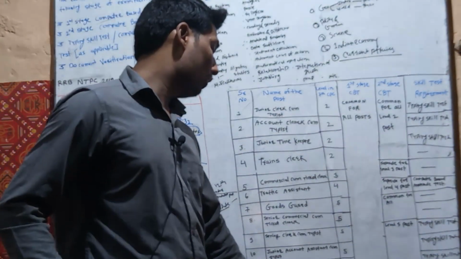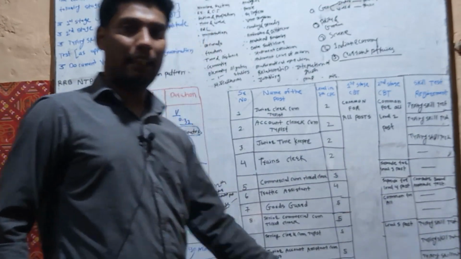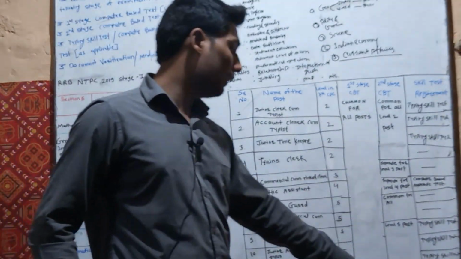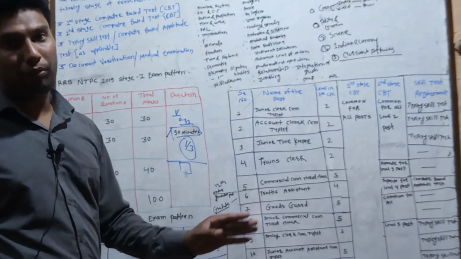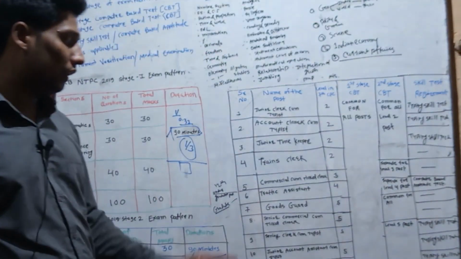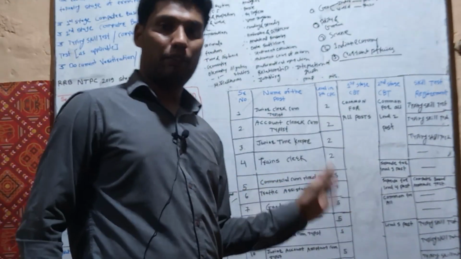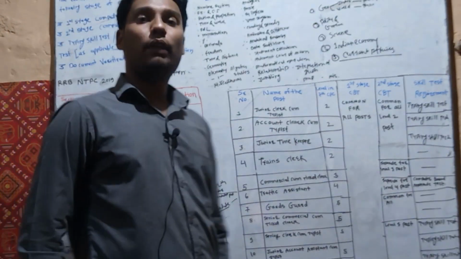After that, station master. For the station master, stage 1 is the same, as I told you, CBT 1. CBT 2 is common for all level 6 and 7, including station master, and after that there is a computer based test for this post. So now we are discussing what kind of syllabus.